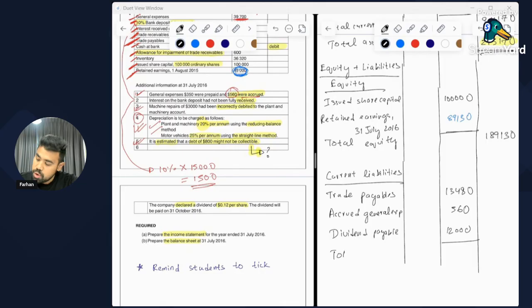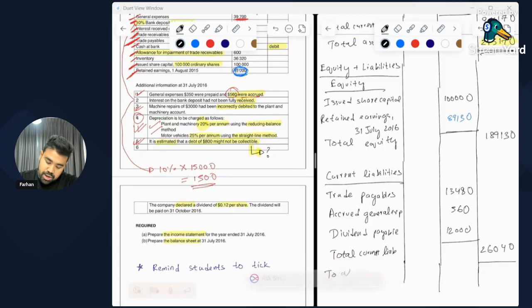So now we find the total current liabilities. So 13,480 plus 560, which is 14,040 plus 12,000, which is 26,040. All right. So the total current liabilities is 26,040. All right. So now, what do we do now? So we add the total equity with the total current liabilities, since we don't have any non-current liabilities. And let's see, what do we get?